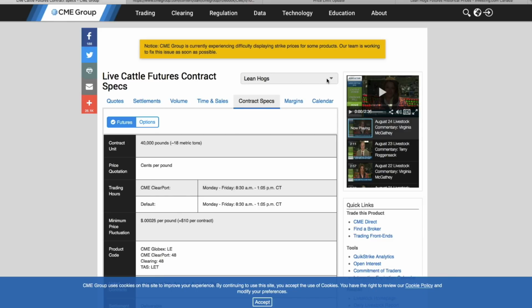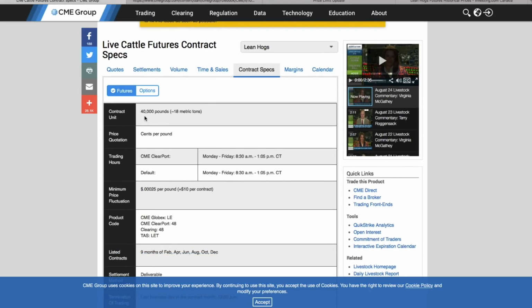There's a drop-down menu here where you can find all of the contracts. We'll look at that in a second, but let's have a look at what we have. Contract unit, 40,000 pounds. And whenever you want to trade a contract, even if you think you understand it, it's worth at least going through and making sure that you're aware of everything. 40,000 pounds, the price quotation is cents per pound.